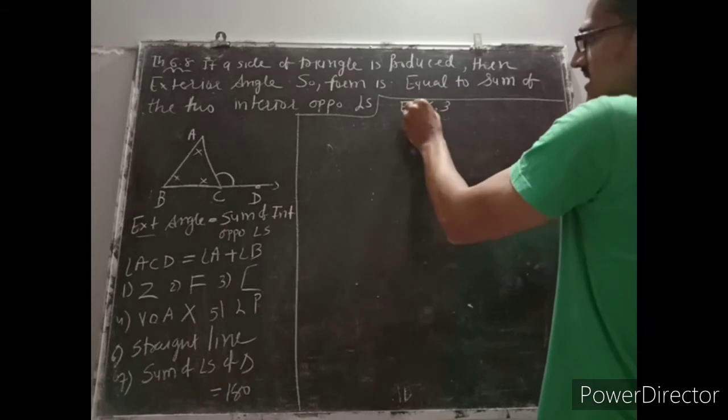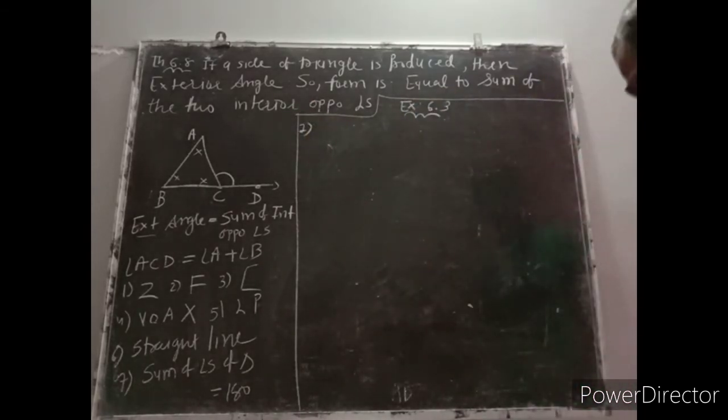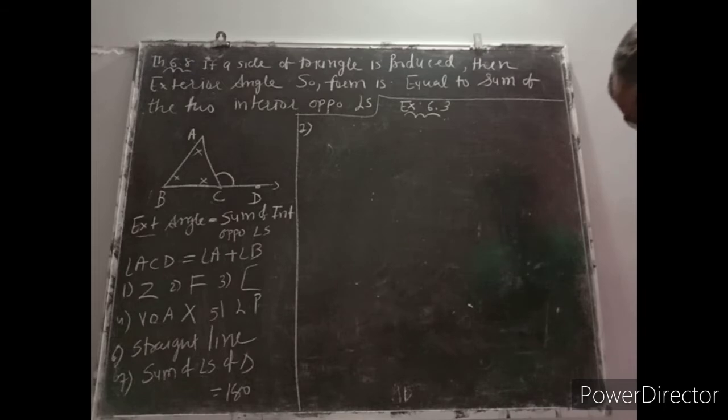Let us start exercise 6.3. Here it is number first. In the following adjoining figure, sides PQ and RQ of triangle PQR are produced to points S and T respectively. If SPR is 135 and PQT is 110, find PRQ.